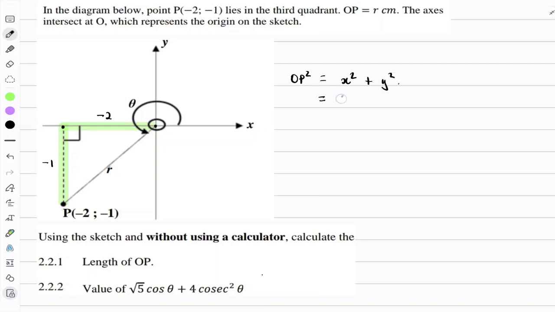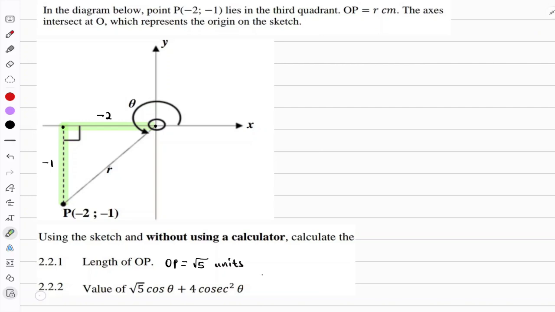So this is equal to x, which is -2, squared, plus y, which is -1, squared. So this is equal to 4 plus 1. So OP squared is equal to 4 plus 1, which is equal to 5. Therefore, OP is equal to the square root of 5.